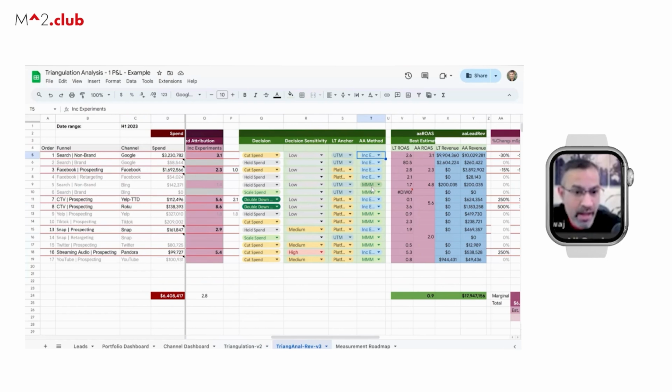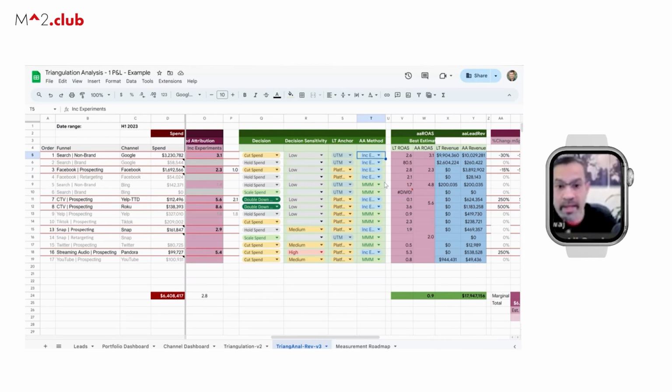Whereas for some others, I didn't do any tests. The best estimate I have is MMM. So I can pick and choose which advanced attribution method I believe in. For some reason, there is some level of human judgment that goes into it, right? You can't be super frivolous about it.